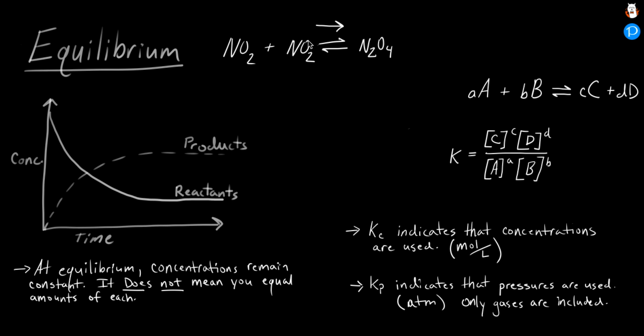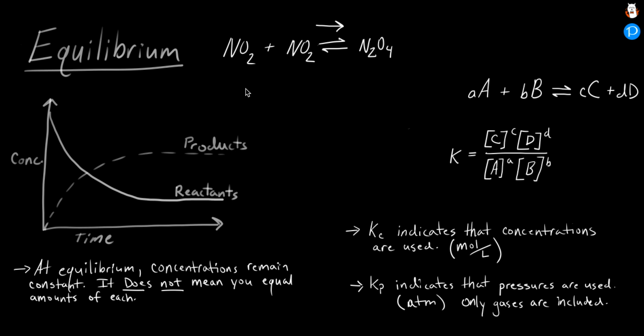We get some where maybe only some of the reactants get converted to products, and still some other reactions where hardly any of the reactants get converted to products. For those we would call those reactions reactant-favored. But if we take a look at this graph right here, we can see what we mean by equilibrium.